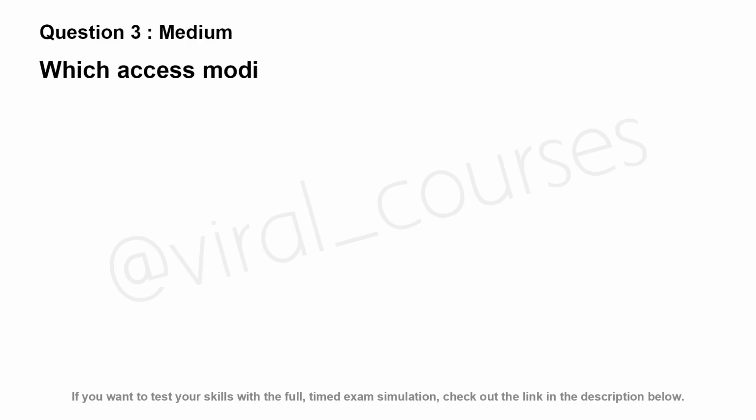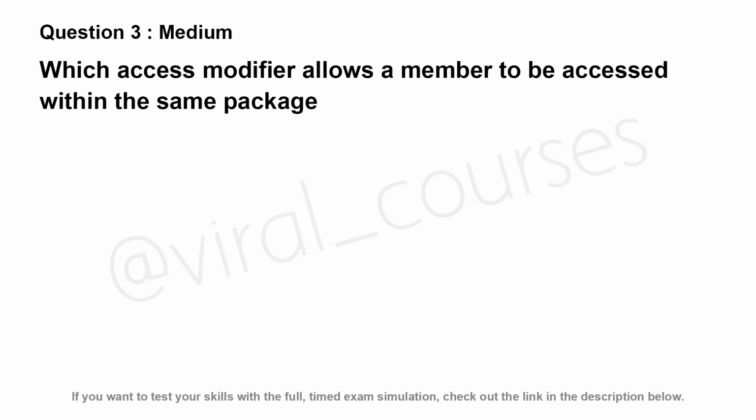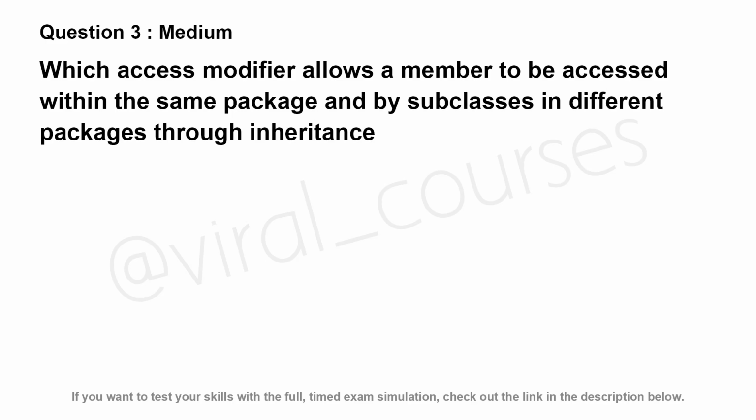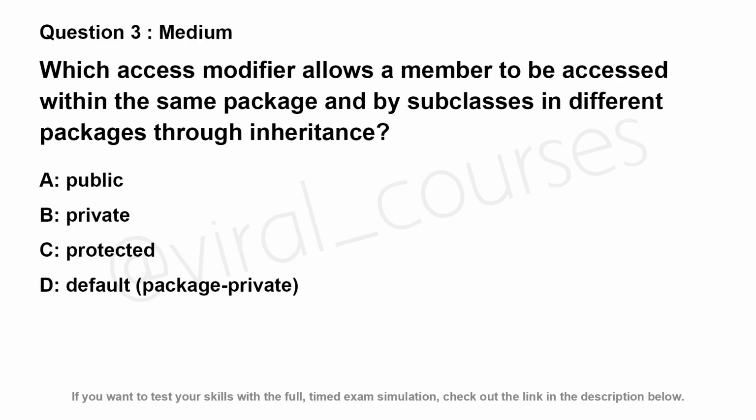Which access modifier allows a member to be accessed within the same package and by subclasses in different packages through inheritance? Option A. Public. Option B. Private. Option C. Protected. Option D. Default, package-private.